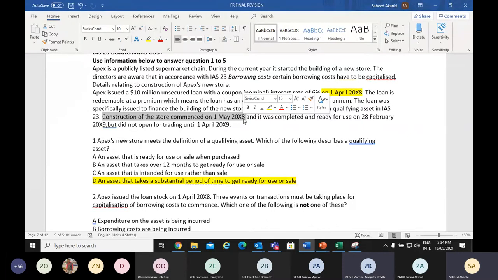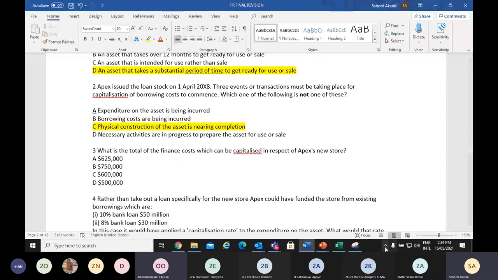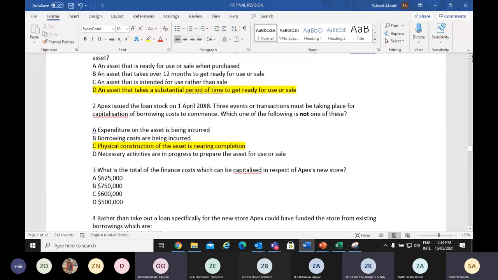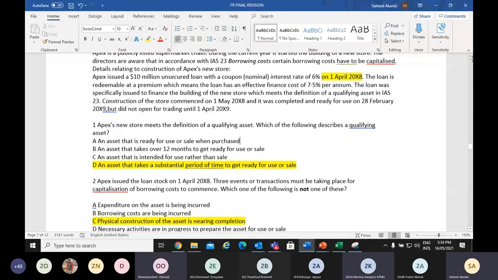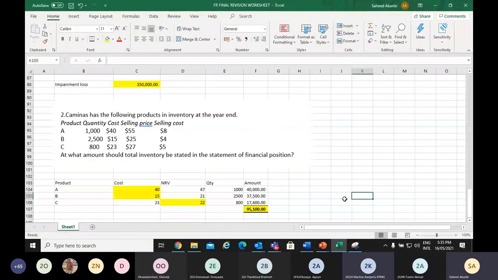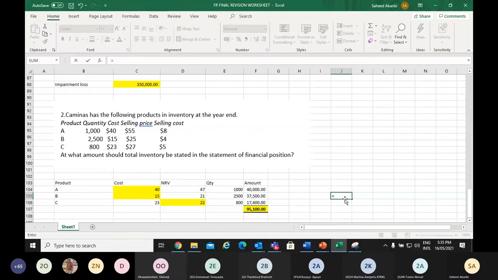Are you fine? Yes, sir. That's cool. Okay. So at what date will I stop to capitalize? 28th of February. Okay. How much is the loan? $10 million.